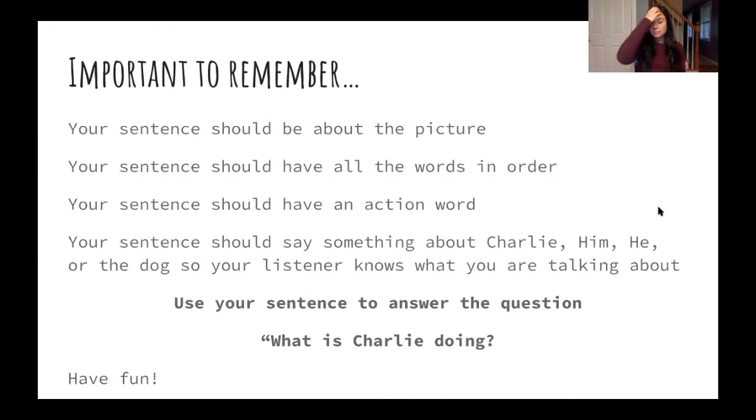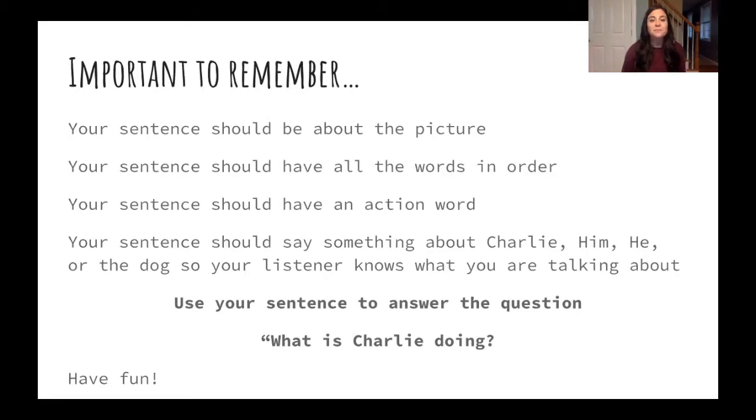Before we start, please remember that your sentence should be about the picture and your sentence should have all of the words in the right order. Now, this is tricky sometimes because we get lots of thoughts and we want to get them out, and sometimes our sentence is a little confusing. So, if you're with a grown up or an older sibling or a family member, whoever is helping you, they can help you make sure that your words are in the right order. If you're just by yourself, I would say to just slow down and really think about how we can get the sentence organized in a way that makes sense.